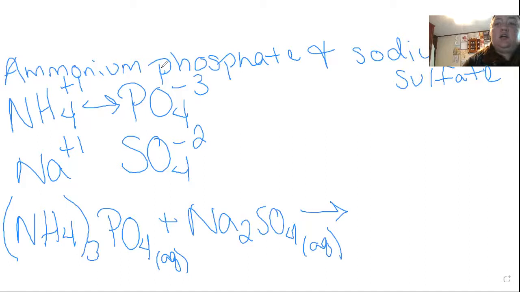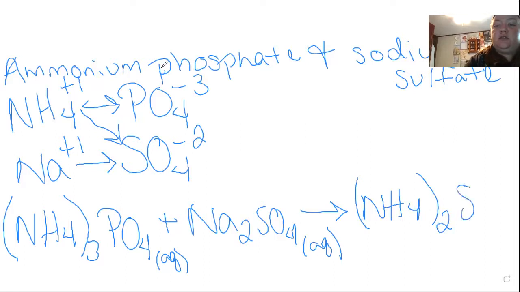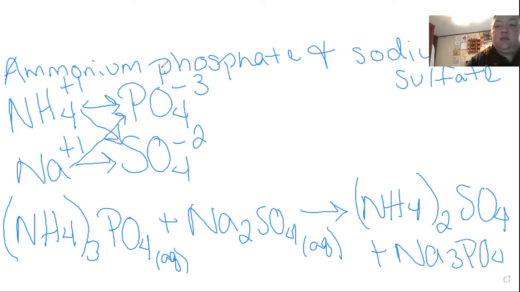So then you go diagonally across for your products. So NH4 plus 1 with an SO4 minus 2. You need 2 chunks of the NH4. So you put it in parentheses and then SO4, and then the Na plus 1 is going to be with the PO4 minus 3. So that is Na3PO4.